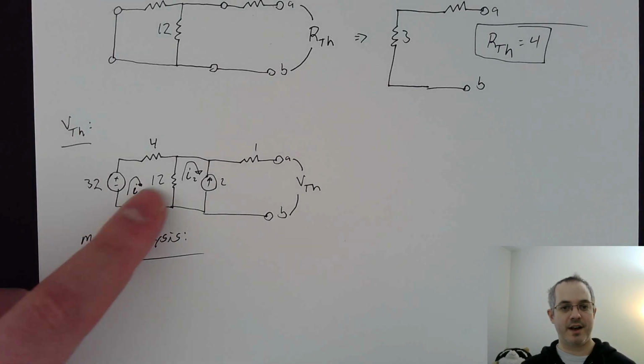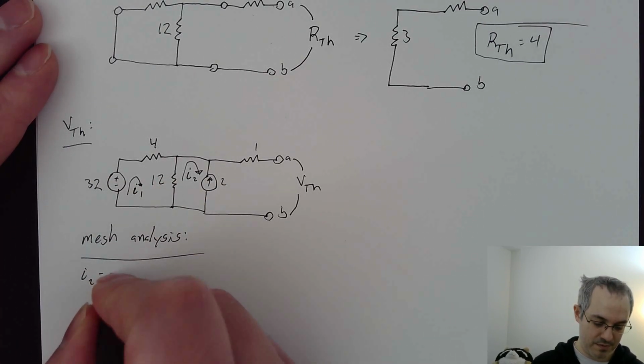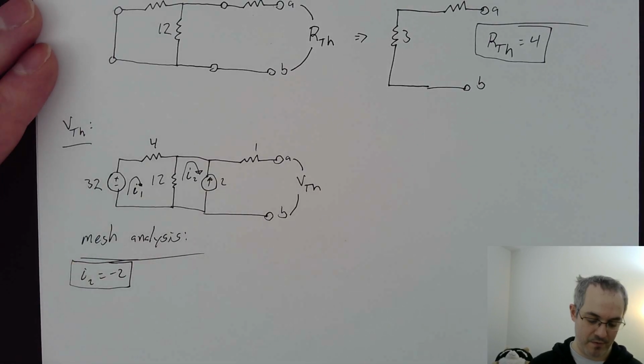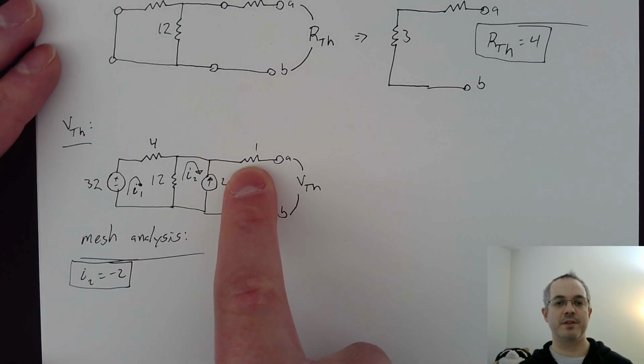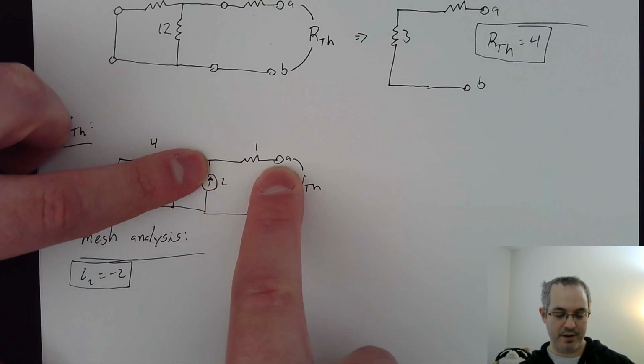And by now we can see I2 must be equal to -2. So we got that one for free. Notice we don't need to worry about this. Why don't we need to worry about this? Because there's no current that can flow out of there.